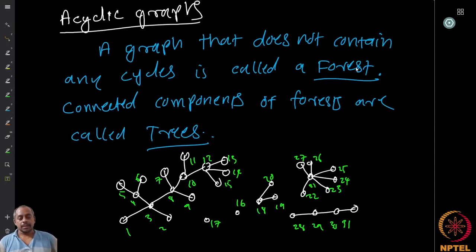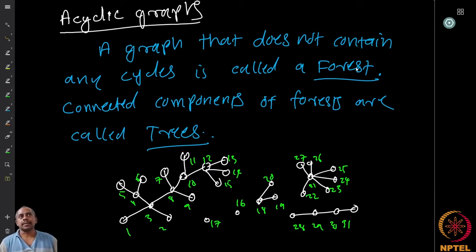Okay, so we continue with our lectures on graph theory. Today we are going to discuss what is called acyclic graphs in the first part. So what is an acyclic graph? As the name suggests, a graph that does not contain any cycles.